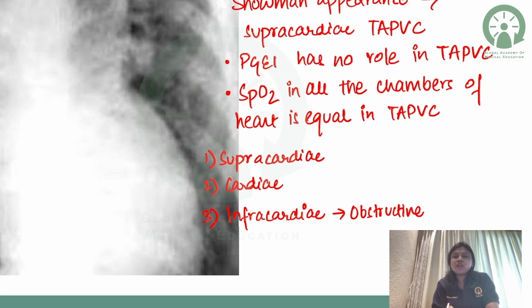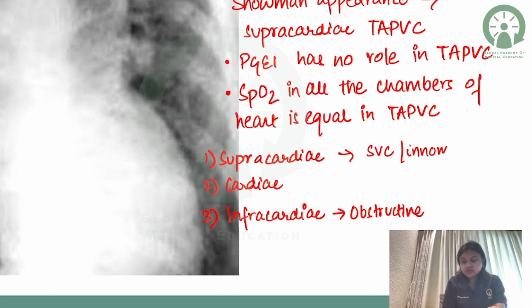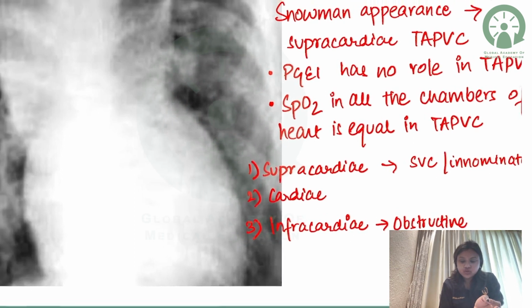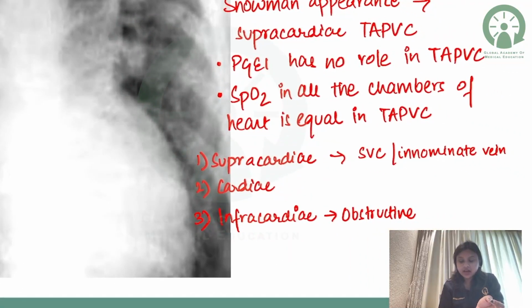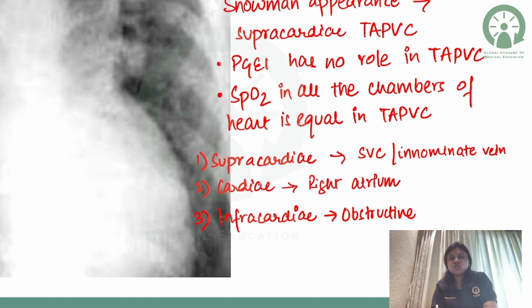Okay. So what happens in supracardiac? It means above the level of heart. That is, the pulmonary veins are going to open either in the innominate vein. Innominate vein is brachiocephalic vein, or in the superior vena cava. So the pulmonary veins open in the SVC or in the innominate vein. Whereas what happens in the cardiac one? In the cardiac one, they are going to open either directly in the right heart, that is right atrium, or they are going to open in the coronary sinus.